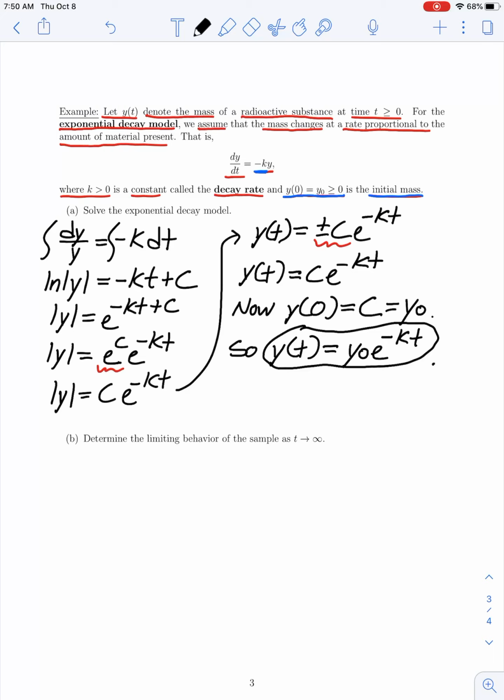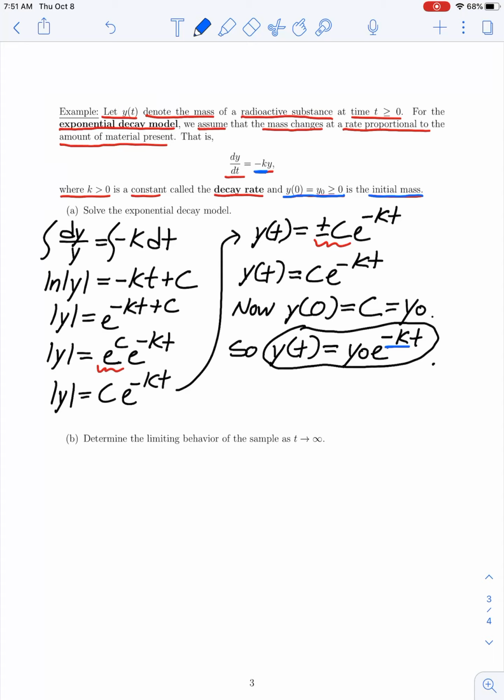So the solution of this exponential decay model is exactly the same as the solution of the exponential growth model, where the only difference is that our constant r is replaced by this constant negative k, exactly as we saw in the differential equation.